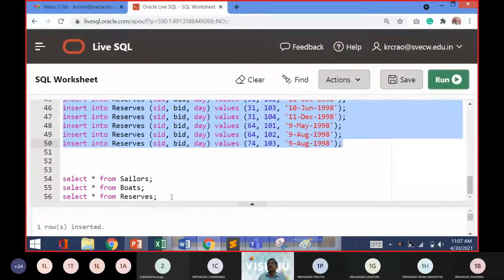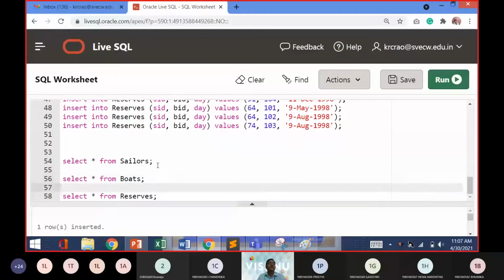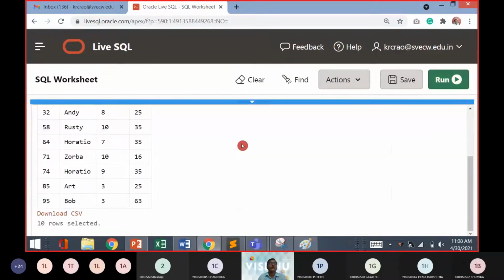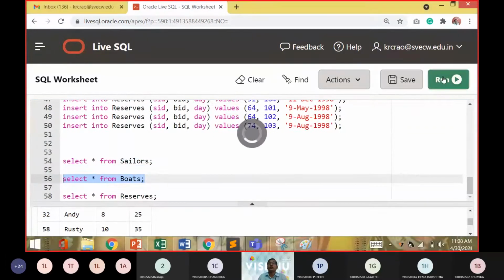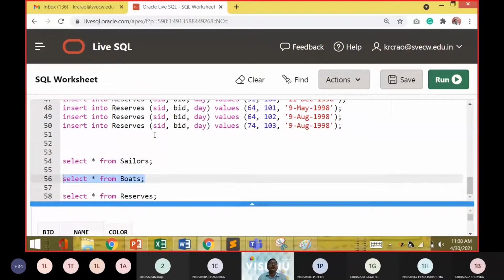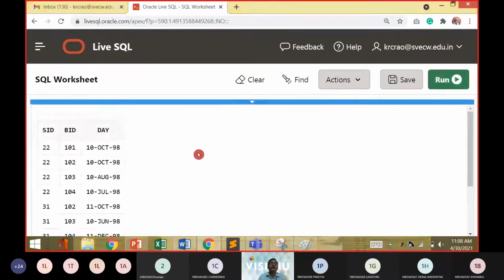So we get S, R, and D, that is Sailors, Reserves, and Boats tables. Just verify the data is available in Sailors or not before we go for drilling. So yes, 10 records are done. Next, verify whether data is available for the Boats table or not. So yeah, the Boats table is also done. Next, verify whether the Reserves table is taking up the data or not. Yeah, data is now available.